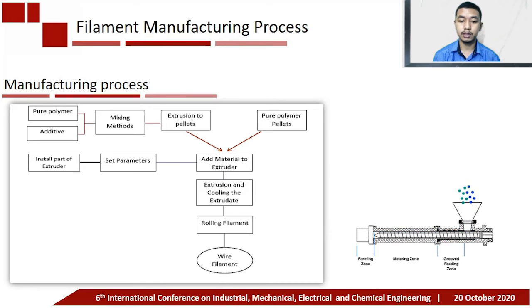There are several steps in the process of making filament by extrusion machine. The steps run from determining the diameter of the filament to be made, to preparing the extrusion parameters, inserting the material in the form of pellets, extruding from the nozzle die hole until it wraps around the roller or spooler machine. And finally, the filament is ready to use.